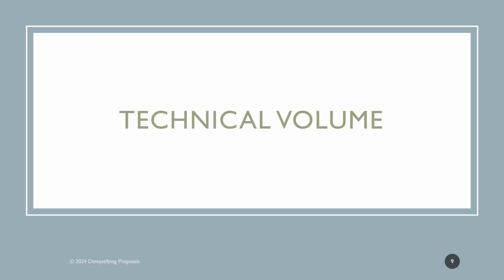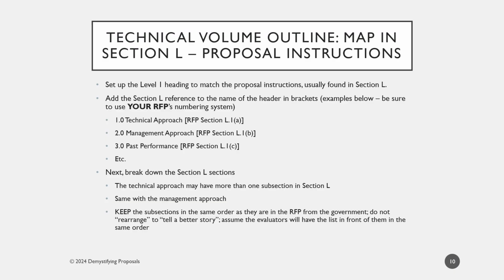Now we're going to talk about the outline for the technical volume. First thing you want to do when you're setting up your technical volume outline is to map your section L proposal instructions to the level 1 headings, exactly as they are found in section L. So in this example, the first section in section L that they are asking us to use is technical approach. So 1.0 is technical approach.